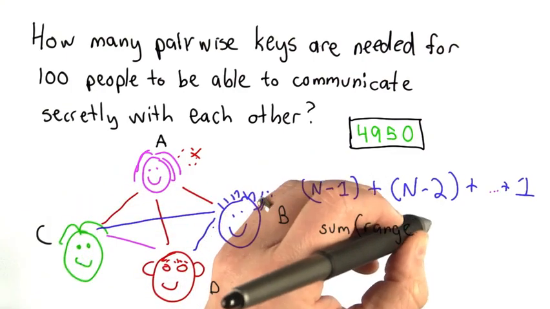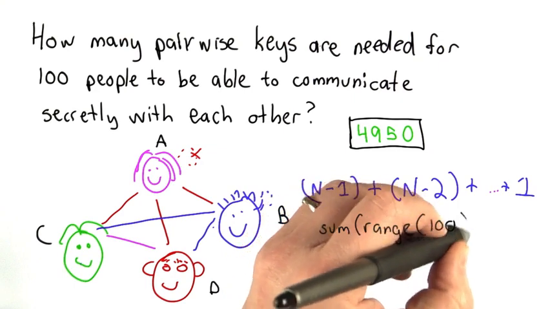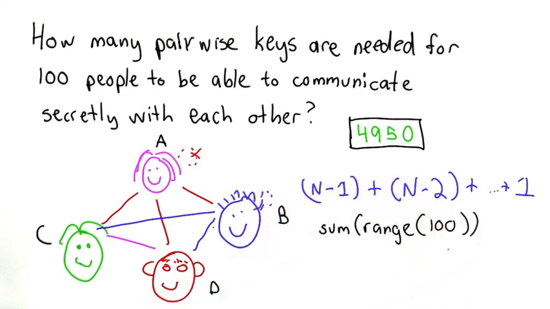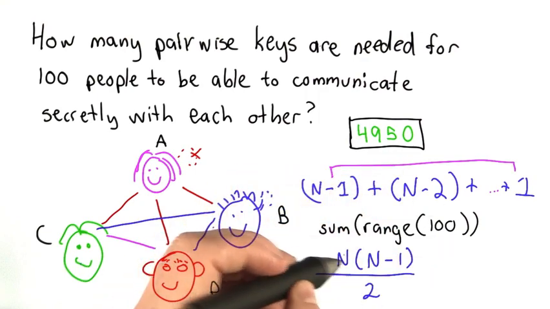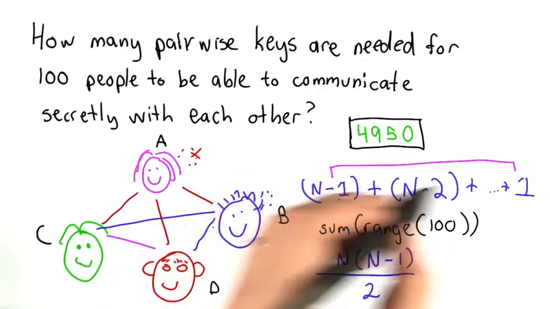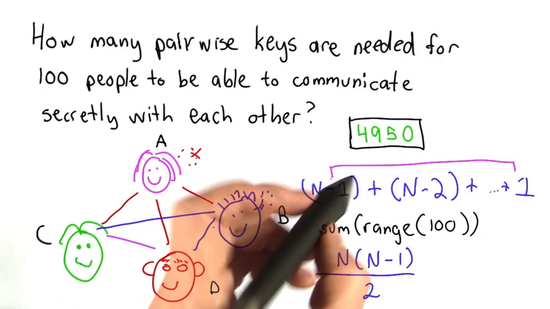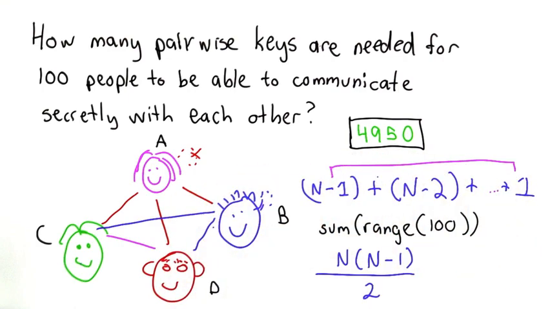And that keeps going until we get to the last person, who already has keys shared with everyone and won't need a new key. So we could compute that in Python, and this would compute the sum of the numbers from 0 to 99, which is 4,950. We could also compute this using the formula. We have n minus 1 plus 1, that's n, times n minus 1 over 2 occurrences of that.